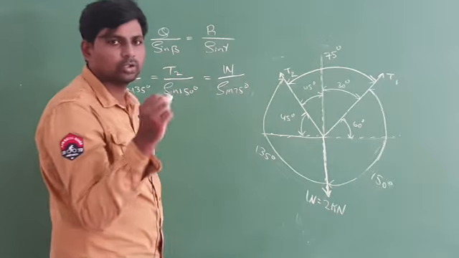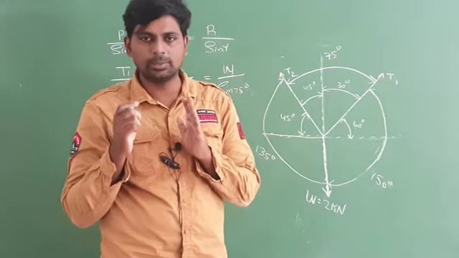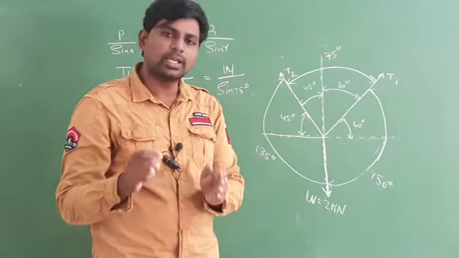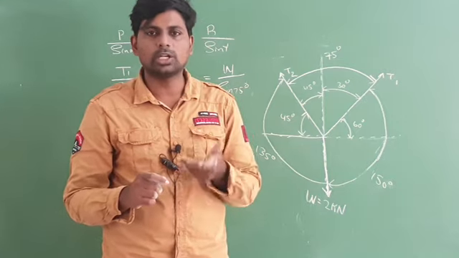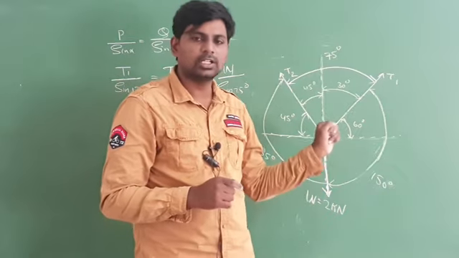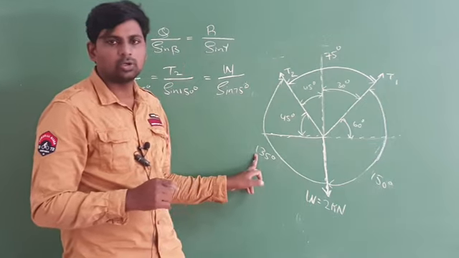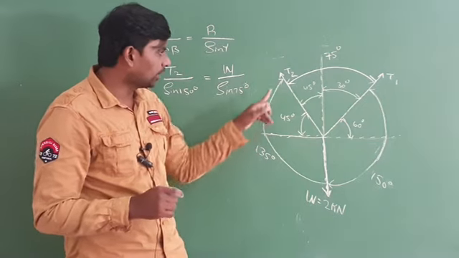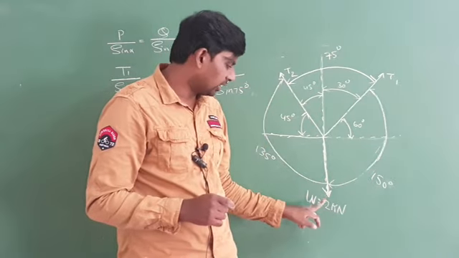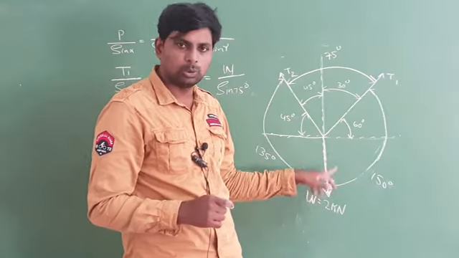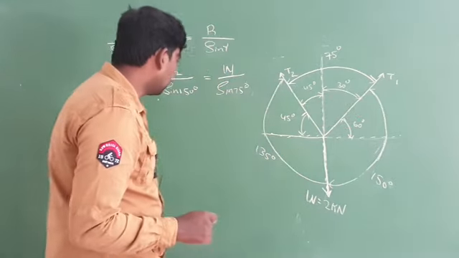Whichever force you select, you have to neglect that one force, and for the remaining two forces, take the angle between them with the respective sine. First I selected T1, I neglected T1 and wrote the sine of the angle between these two forces. If I selected T2, what is the angle I have to write between these two forces? If I selected W, I neglect the W and take the angle between the other two. Okay? Like this also.